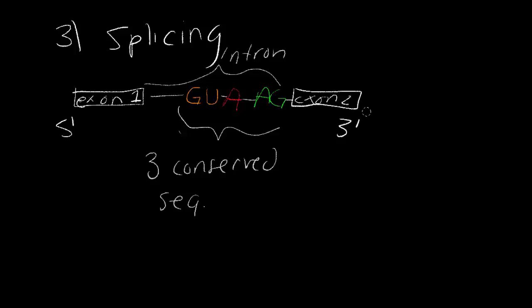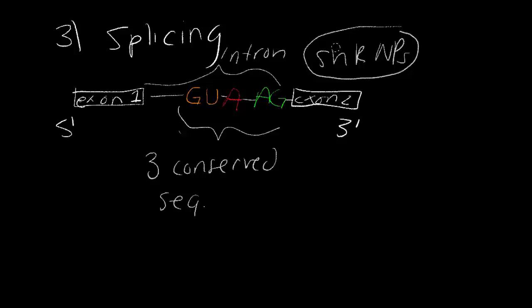Okay, so now that we understand that, we're going to have some small nuclear ribonucleoproteins, in other words, SNRNPs. And these guys are going to come in along with some other proteins to create what's known as a spliceosome. So I'm going to write spliceosome.